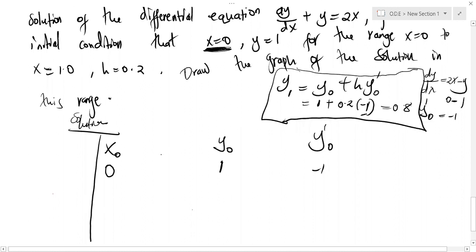So now, since our interval is 0.2, can we have the value of x naught as now 0.2? So for x naught is 0.2, what is the value of our y naught? Guys, what is the value of our y prime naught? So evaluate that.